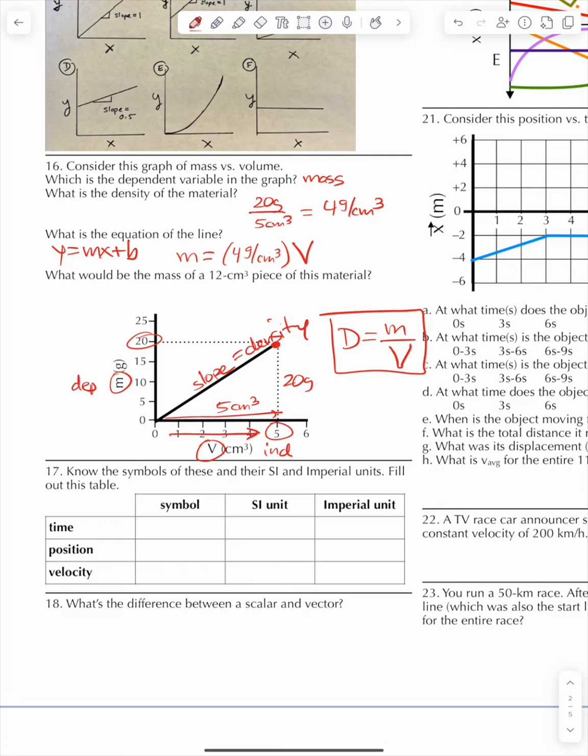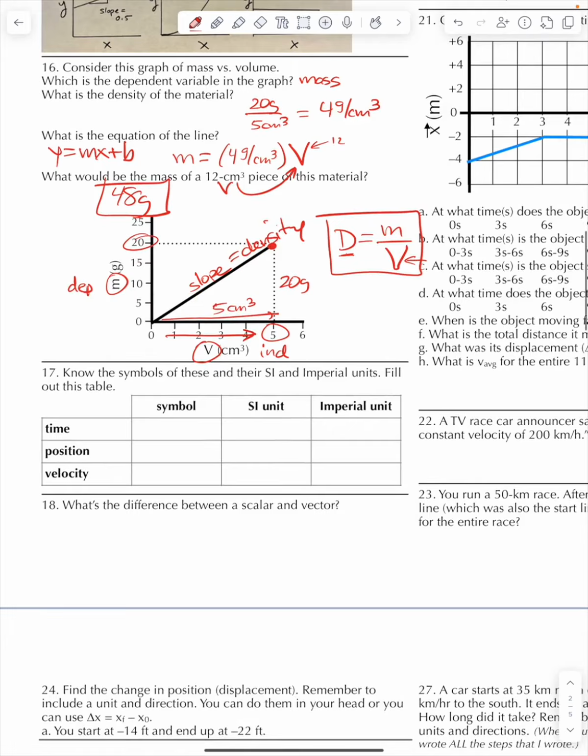Now, here's a follow-up question. What would be the mass of a 12 cubic centimeter piece of this material? Well, that's the volume, right? So all we need to do is plug that in there, now that we know D is 4 grams per cubic centimeter, and plug in 12 for the volume and solve for mass. You would get that the mass is 48 grams.